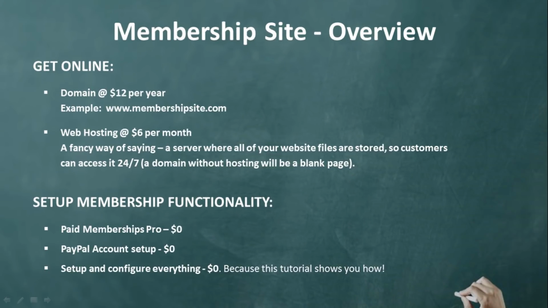Okay, so here is a quick overview of what we are going to cover in this tutorial. First off, we will get you online. So this is specifically for those of you who do not currently have a website and need to get up and running so that you can actually have the fundamental things that are required for you to actually have a website and then move on to setting up your membership functionality. However, if you already have a WordPress website and you don't need to set one up, then you can skip that step and move straight to the second segment of this tutorial.